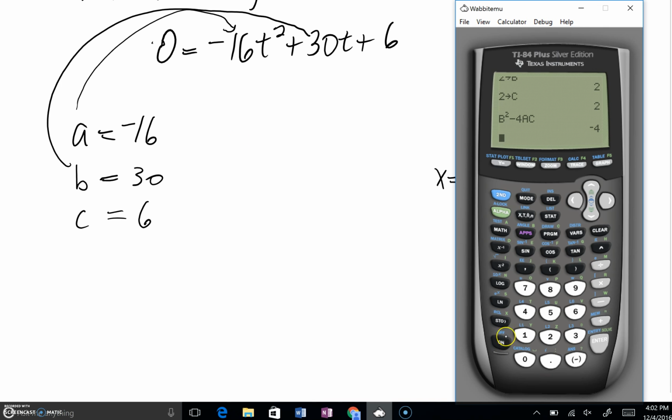And just like we did on that front page of the notes, just like we did in part A or part 1 of the video, let's store all of these values in. I'll type negative 16, hit the store button, then type alpha A. Type 30, hit the store button, then hit alpha B. Finally, we'll hit 6, hit the store button, and then hit alpha C.